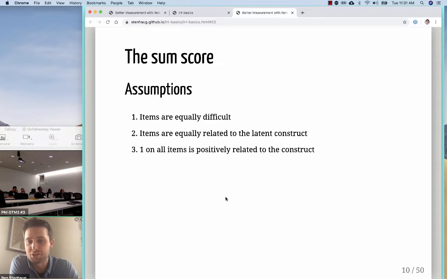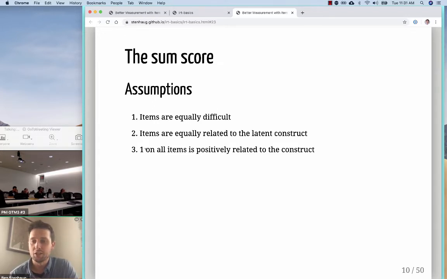I think we essentially got this, but we're assuming that they're all of equal relationship to the latent construct. That's the equal weighting. We're not taking into account anything to do with difficulty. As people pointed out, maybe it's better to get a hard item right. Well, we're not able to take that into account.